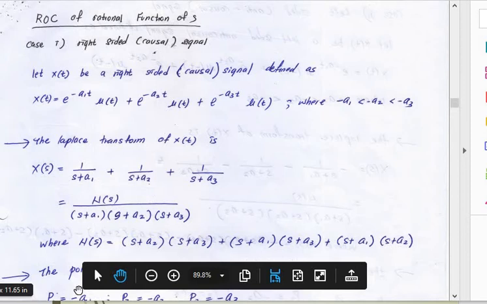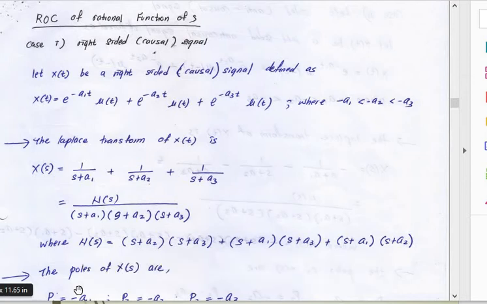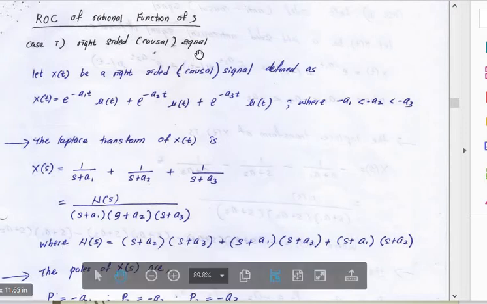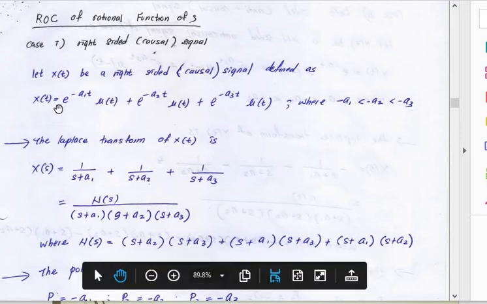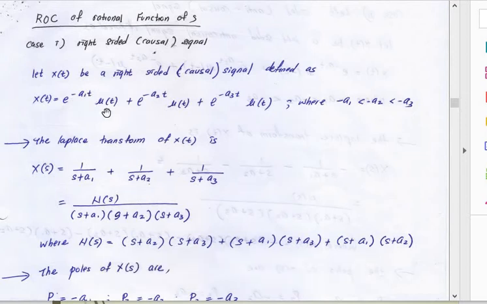Okay, let's study the ROC of the rational function of S. Case 1 is the right-sided causal signals. Let x(t) be the right-sided signal defined as x(t) = e^(-a1 t)u(t) + e^(-a2 t)u(t) + e^(-a3 t)u(t), in which negative a1 is less than negative a2, which is less than negative a3.